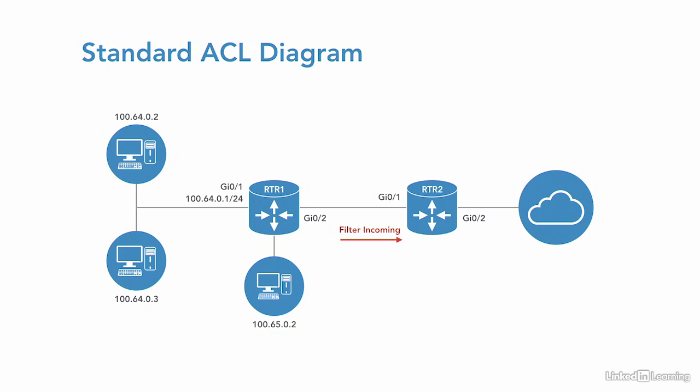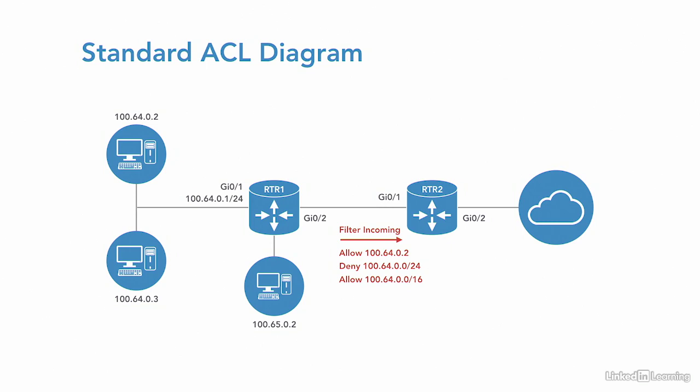I want to block 100.64.0.0/24, allow host 100.64.0.2, and allow all other 100.64.0.0/16 devices as they enter Gig 0/1 of router 2. That means I'll create the list as follows. Allow 100.64.0.2 first, then block the /24 subnet, and last, allow all other 100.64 subnets.